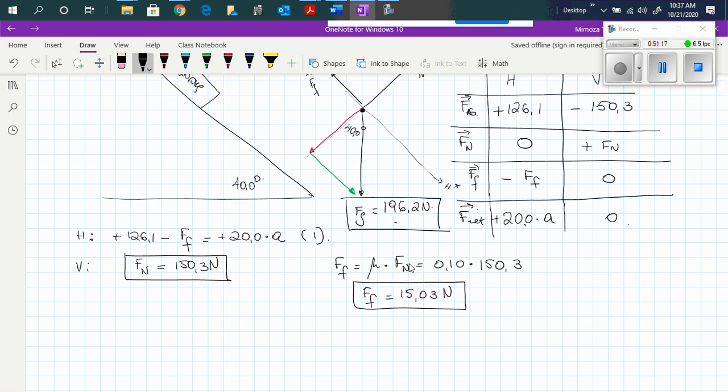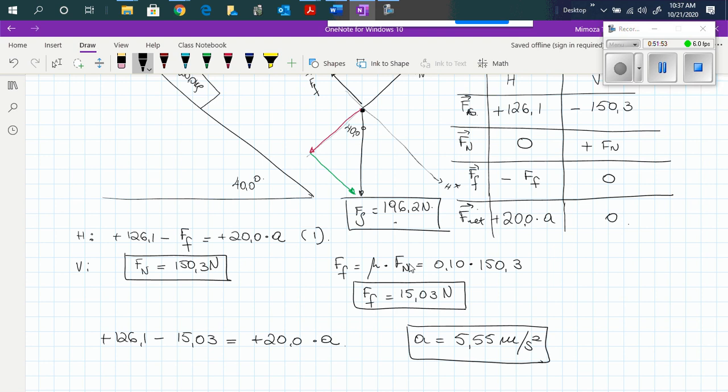Correct? Now, bringing up the horizontal equation will be positive 126.1 minus 15.03 equals to positive 20 times acceleration. So 126.1 minus 15.03 divided by 20, acceleration is equal to 5.55 meters per second squared. It's good if you do those calculations on your own so that you can keep me checked. Is this correct? Is this understood?